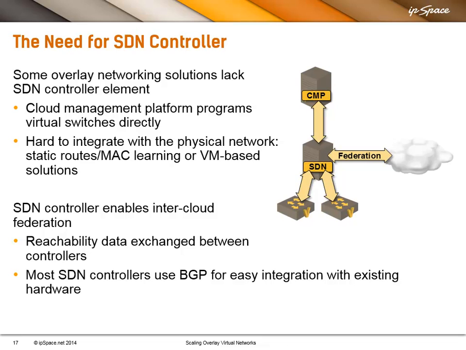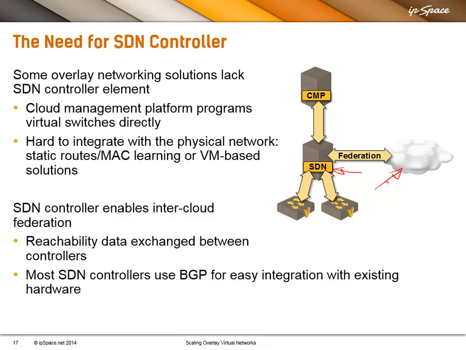The cloud management system is the single source of truth for in-cloud reachability information. After all, it knows where the VMs are, what IP and MAC addresses they use, but it doesn't know about the external world. And this is where we need this link between an SDN controller, whether it's integrated with the cloud management platform or not is a different story, and the external world. And over this control plane connection, the SDN controller exchanges reachability information with the outside world.